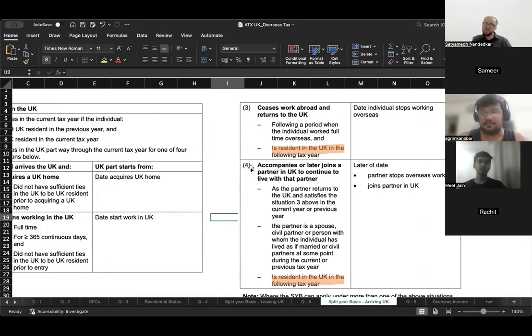या फिर accompanies or later joins a partner in UK to continue to live with that partner. So वहां पे था leaves UK to stay with the partner, यहाँ पे है comes to UK to stay with the partner. That is also eligible grounds for split year basis. The thing about split year basis is ये optional नहीं है. ये अगर आप condition fulfill करोगे तो split year basis will become applicable to you.